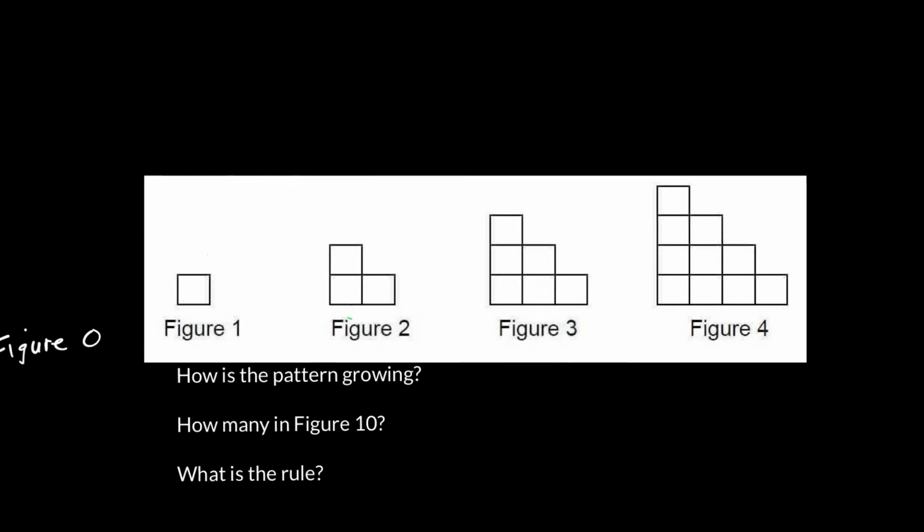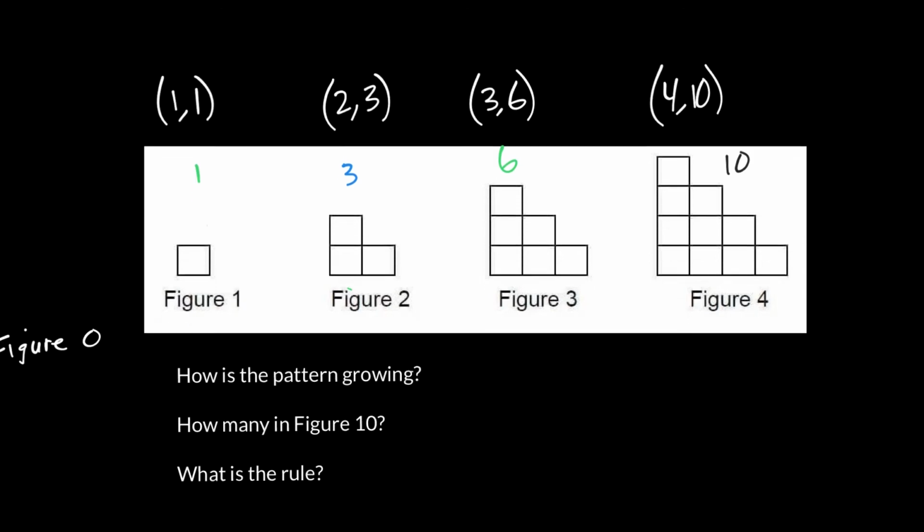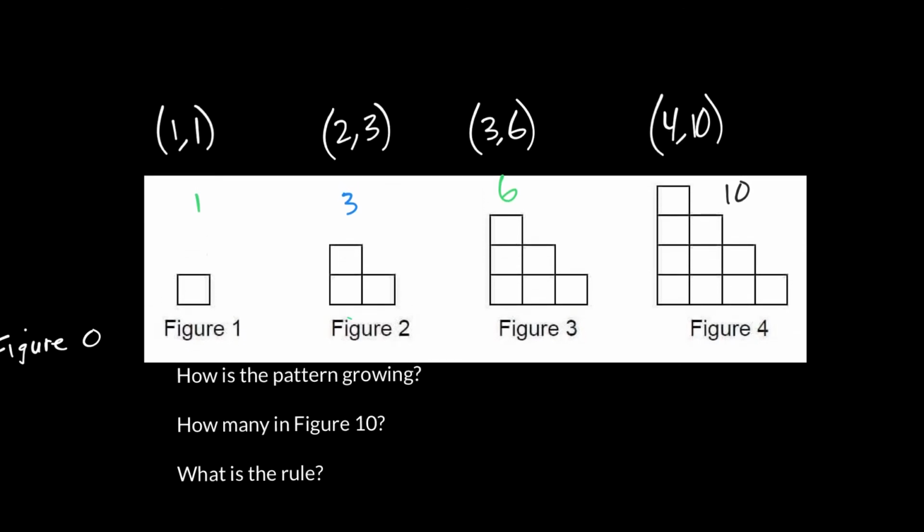So if I have the first one, this one had one, this one had 3, this one had 6, and this one had 10. So if I were to write ordered pairs for each of these, it would be figure 1 had 1 square, figure 2 had 3 squares, figure 3 had 6 squares, and figure 4 had 10 squares. Oh, so what we can see here, and I'm going to have to move all these up a little bit too.